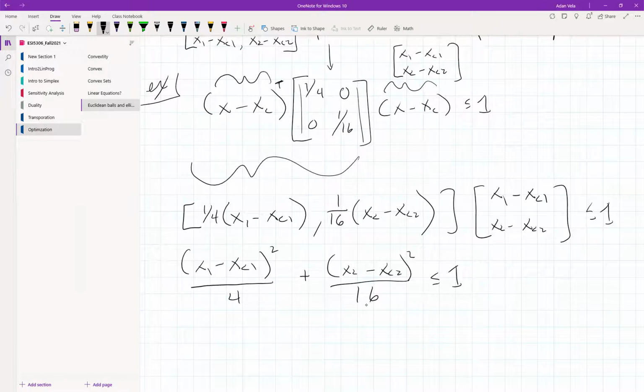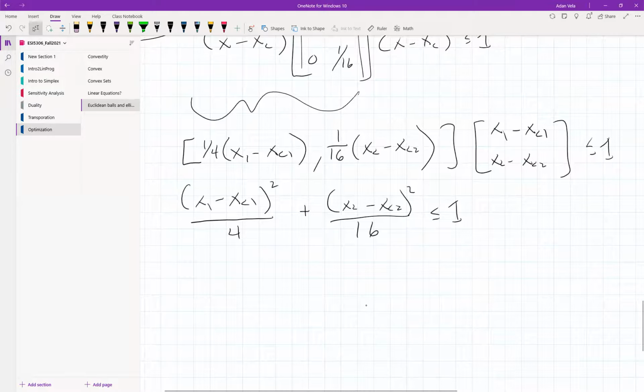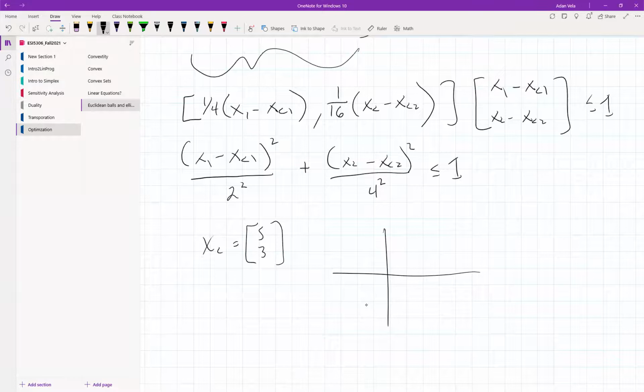Now, hopefully at this point, you recognize that this is an ellipsoid from your calculus class. And we could certainly write this a little bit differently. We could write this as 2 squared and 4 squared instead of 4 and 16. So if we know what our xc is, let's say I want to center this ellipsoid at 5, 3, we would get an ellipsoid that looks like the following.